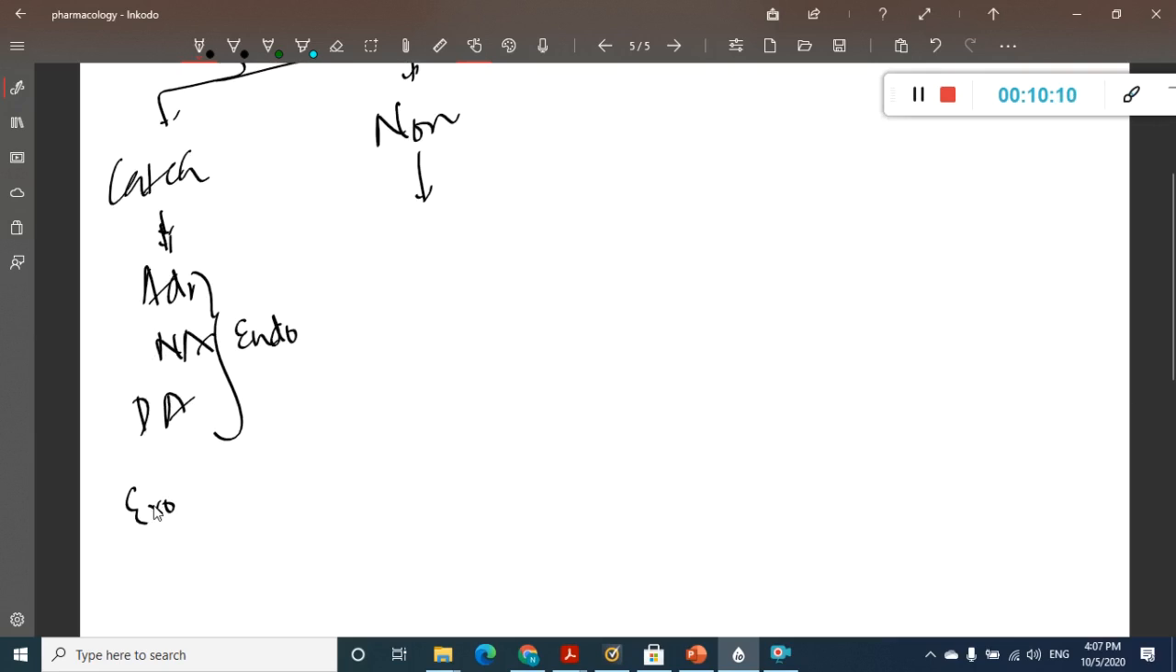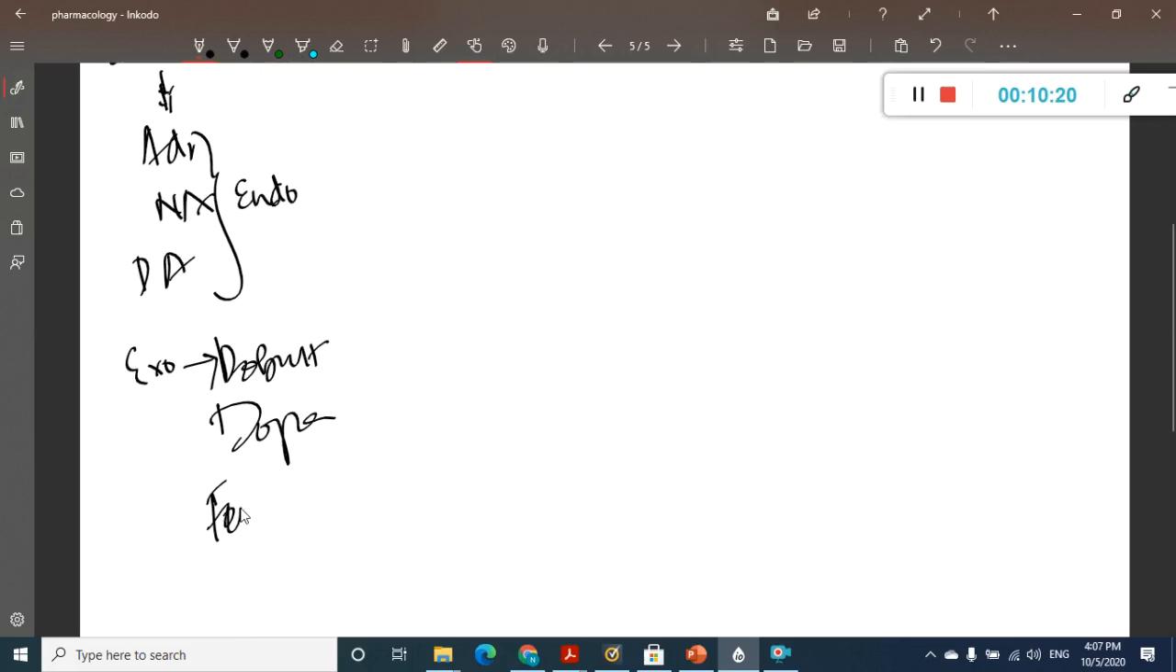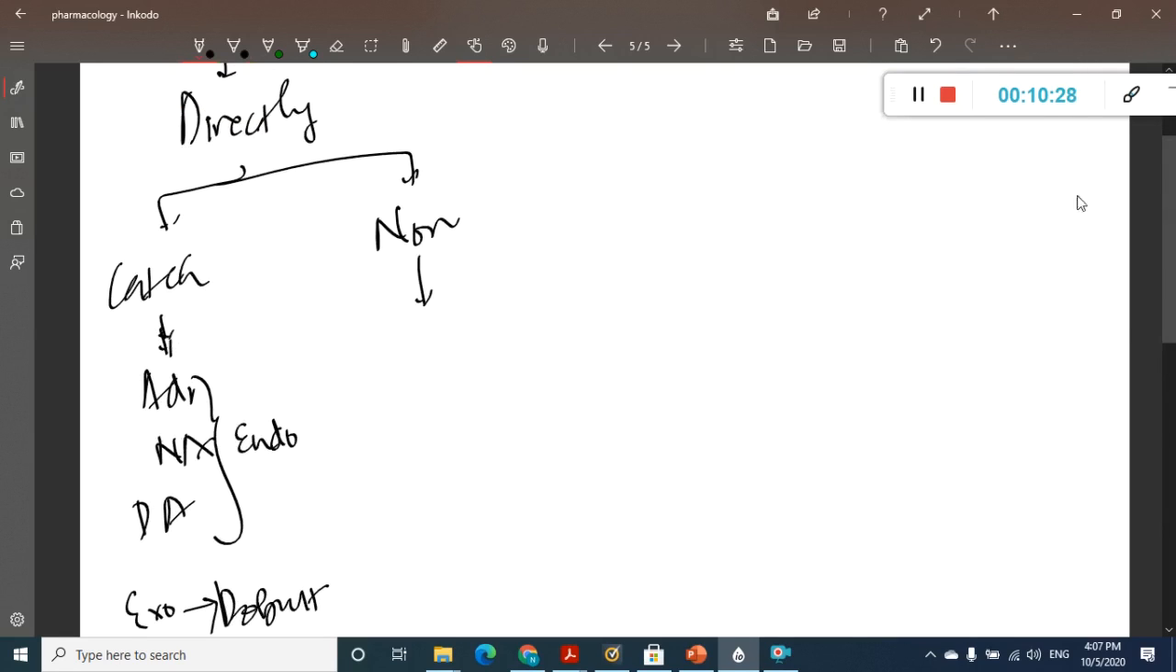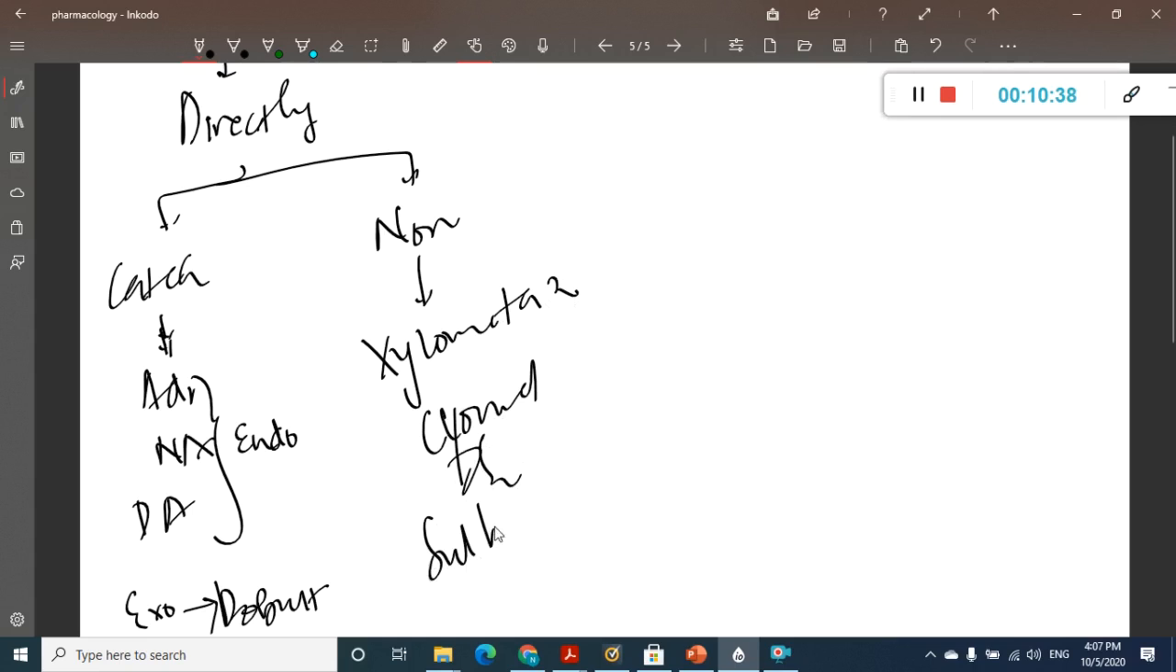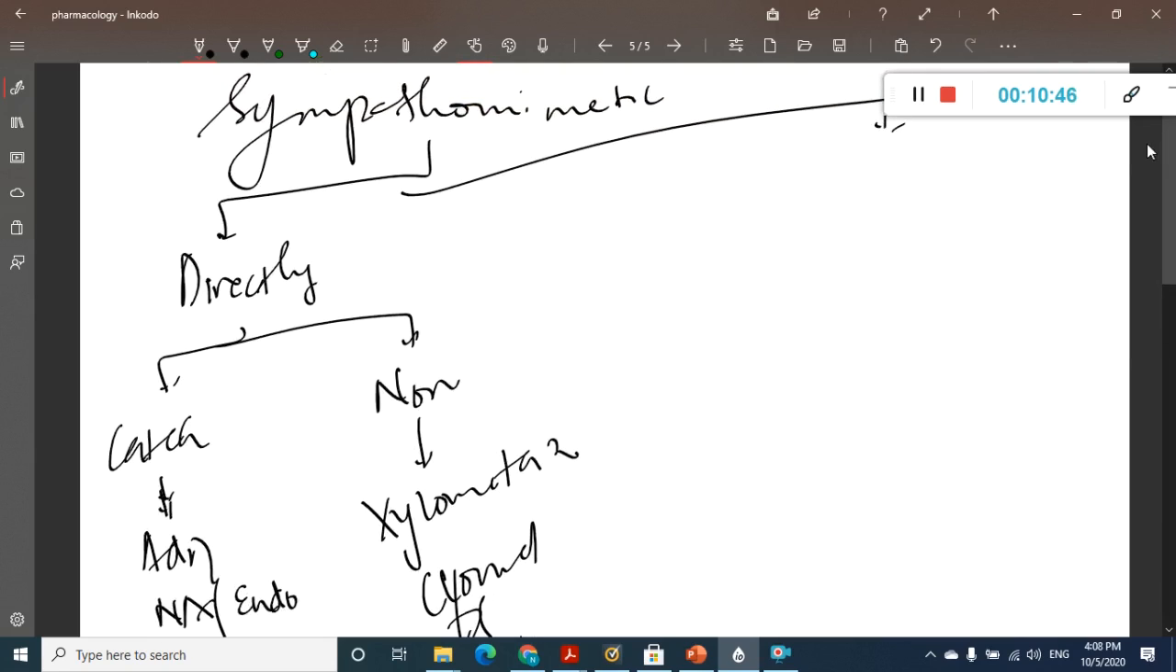We have exogenous also. Exogenous are those which we give to our body, and these include dobutamine, dopamine, fenoldopam, and isoprenaline. These are the exogenous catecholamines. Then we have non-catecholamines, which include xylometazoline, clonidine, phenylephrine, salbutamol, and methoxamine. These are the non-catecholamines which are directly acting.